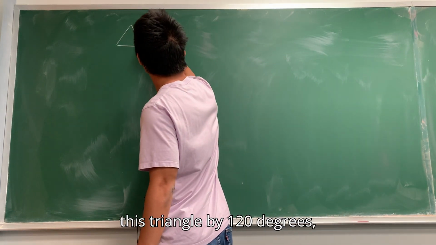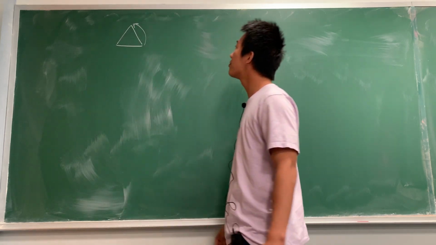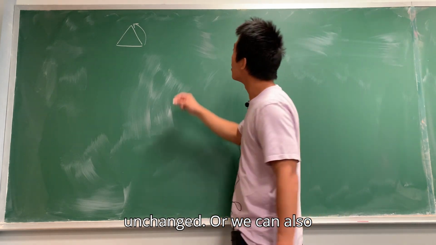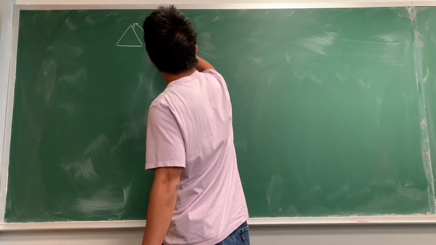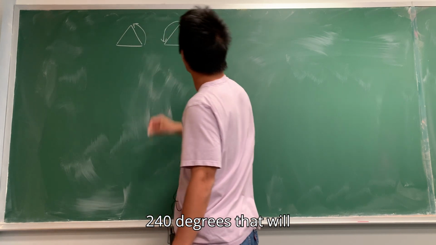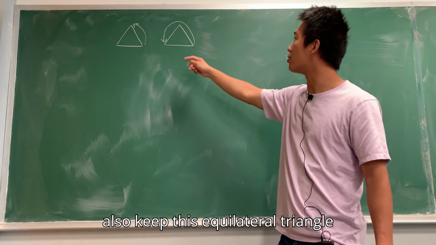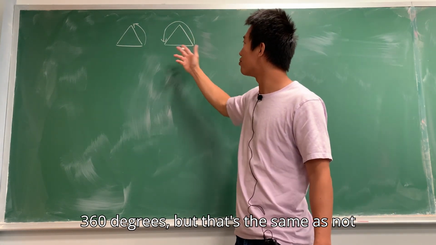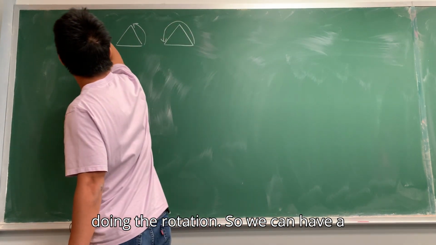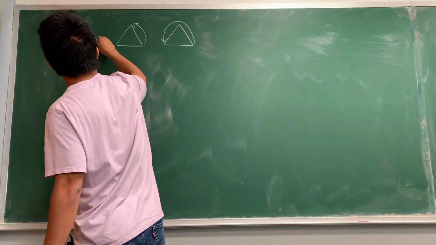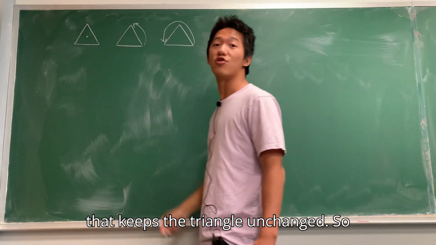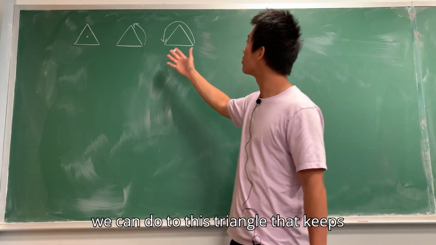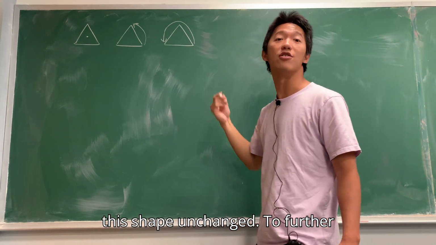We can rotate this triangle by 120 degrees, and that will keep the triangle unchanged. Or we can also rotate it by 240 degrees. That will also keep this equilateral triangle unchanged. And we can rotate by 360 degrees, but that's the same as not doing a rotation. So we can have a do-nothing action that keeps the triangle unchanged. So these three actions are all the actions we can do to this triangle that keep this shape unchanged.